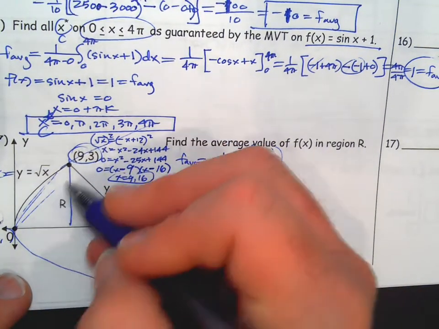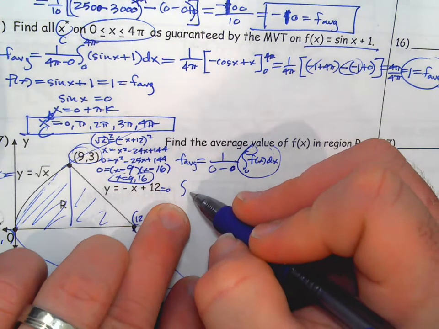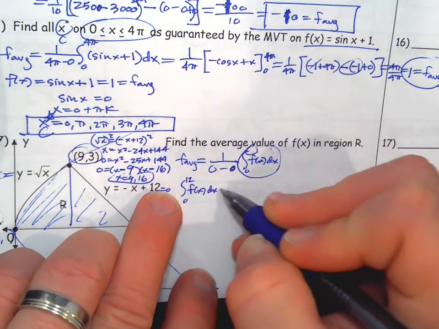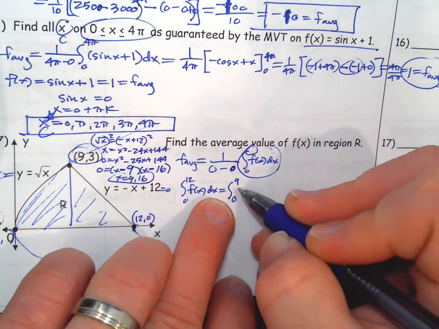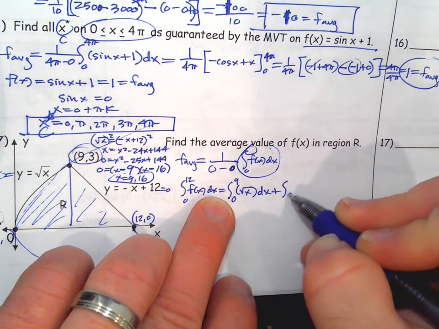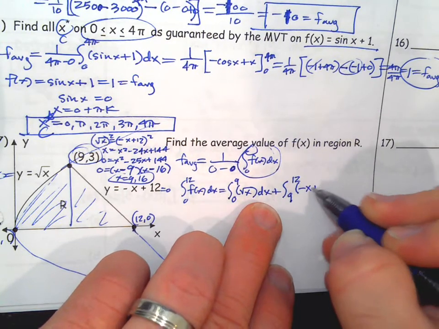So we have to break this up and do these two separately. We're going to do the integral of the function from 0 to 12. Because it's piecewise, we have to do 0 to 9 of the square root of x, and then 9 to 12 of negative x plus 12. We have to do them separately.